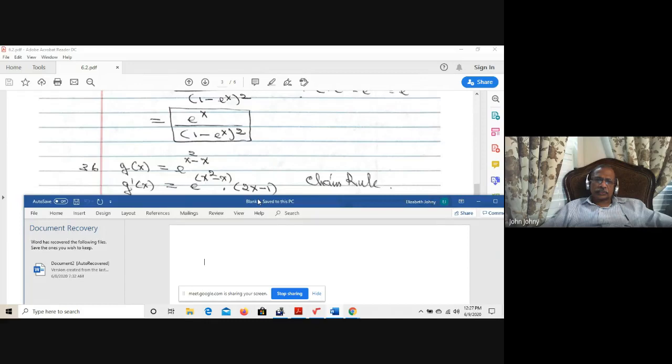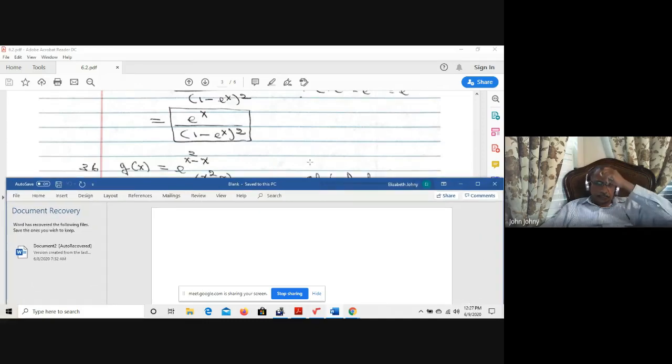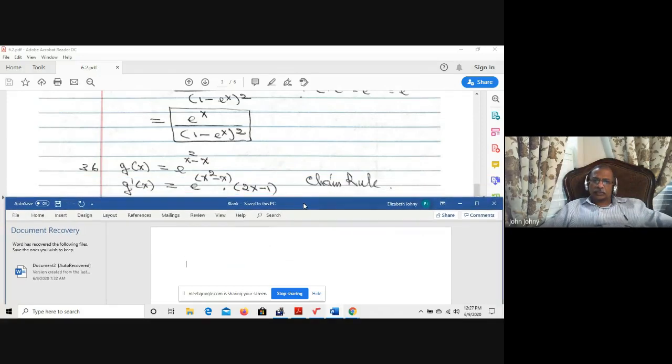Number 36. g of x is e to the x squared minus x. So you have to apply the chain rule. First, assume that this is a single expression, a single letter u. In that case, the derivative of e to the u is e to the u itself. So the derivative of e to the x squared minus x is e to the x squared minus x times, you take away this e and differentiate x squared minus x, 2x minus 1. The derivative of x squared is 2x, that of x is 1. So this is the chain rule. So the derivative of e to the x is e to the x.